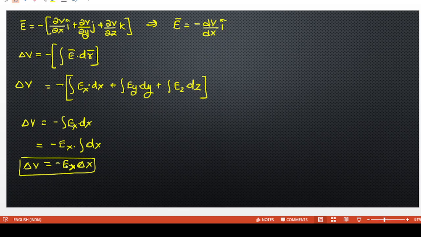If the field is uniform, then the relation becomes Ex is equal to minus delta V by delta x, total potential difference upon total perpendicular distance. This calculation is a result of the dot product. So if the field is uniform, you can write this directly. No need to take the partial derivative. If the field is uniform, you can take the total potential difference upon the perpendicular distance.